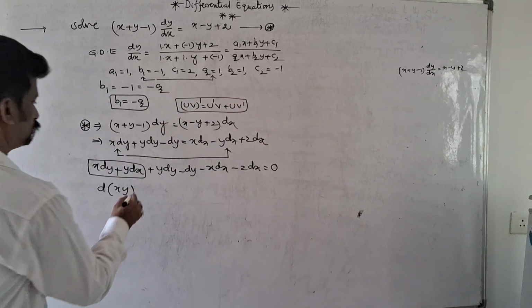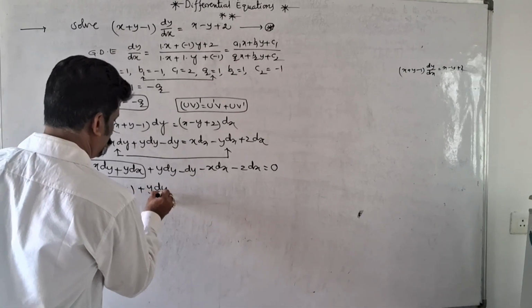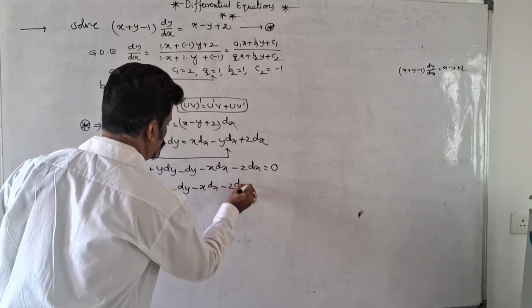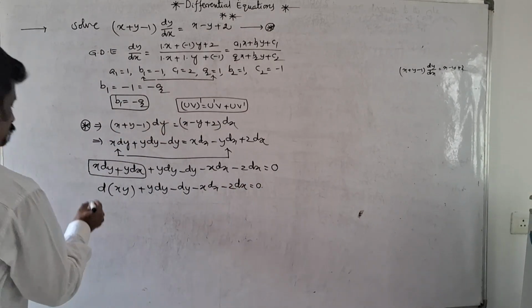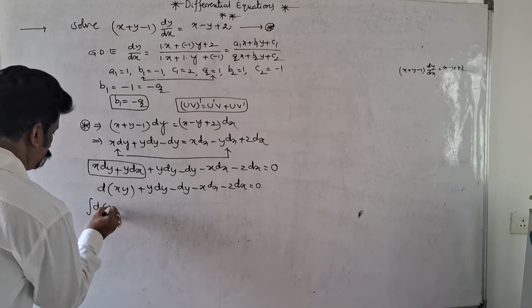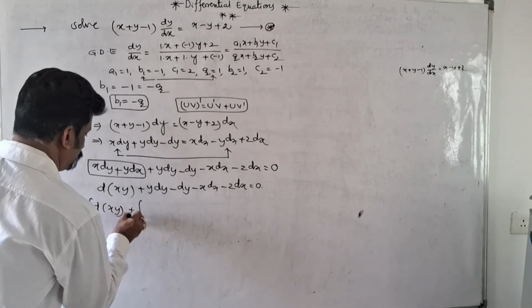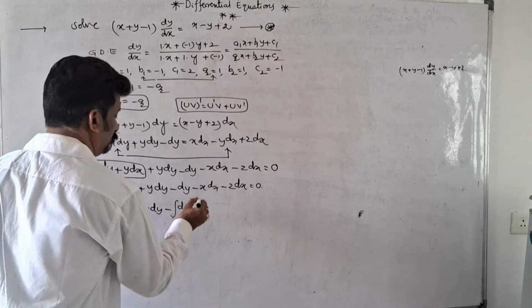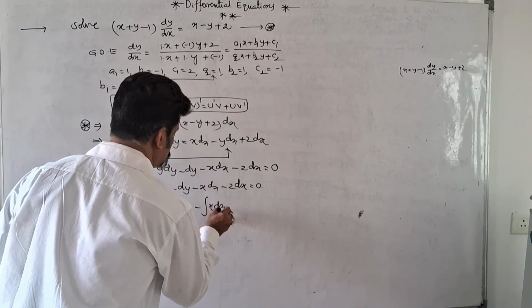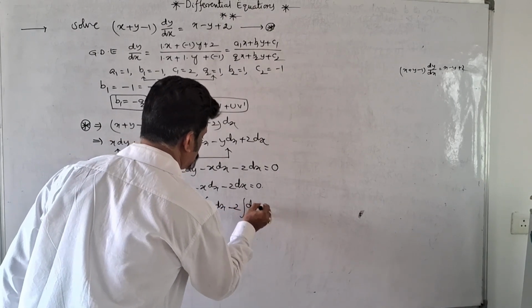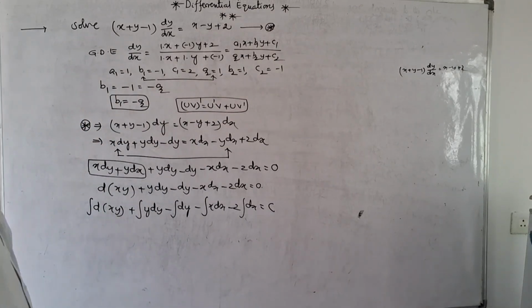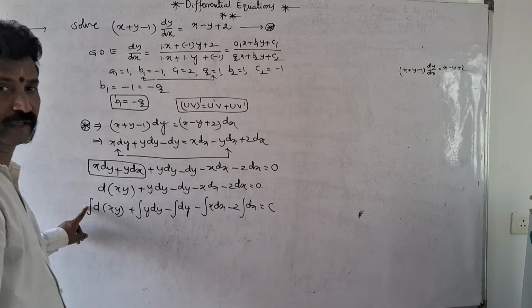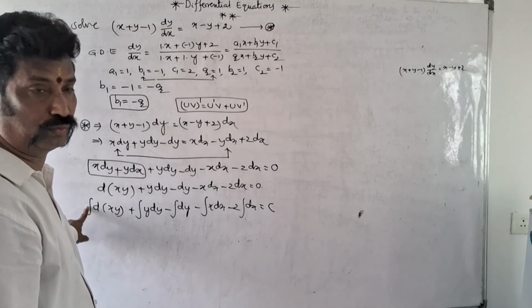Okay. Now, plus y dy minus dy minus x dx minus 2 dx is equal to 0. Then apply integration: integration of the derivative of xy, plus integration of y dy, minus integration of dy, minus integration of x dx, minus 2 times integration of dx, plus c constant. Okay, guys, so the derivative and integration cancel. I repeat, integration means anti-derivative, right?